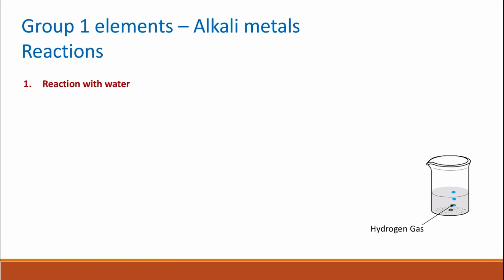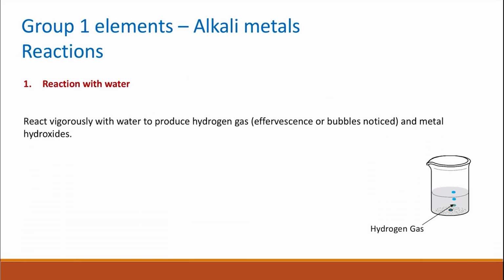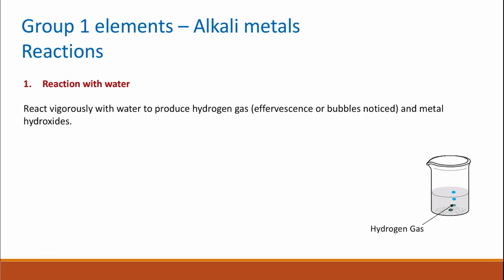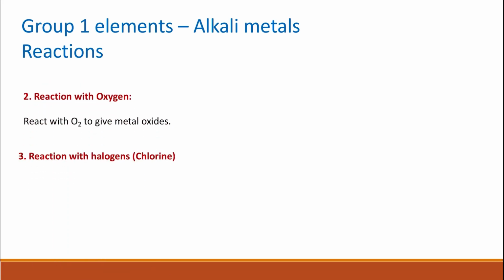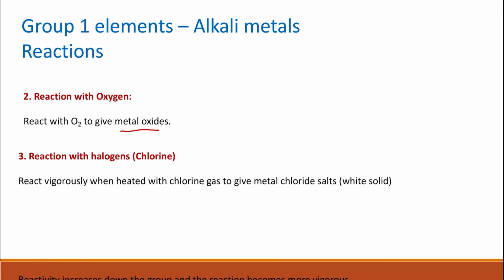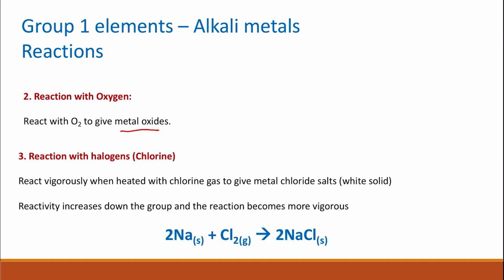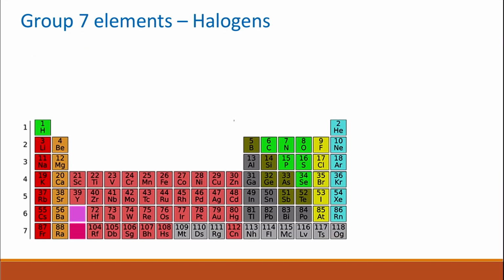For their chemical properties, they are very reactive, so they react with water vigorously to produce hydroxides and hydrogen gas. As you go down the periodic table or the group for the alkali metals, they become more reactive, so the reaction becomes more violent. Also, they react with oxygen to give metal oxides. They react with halogens like chlorine to give metal chlorides.